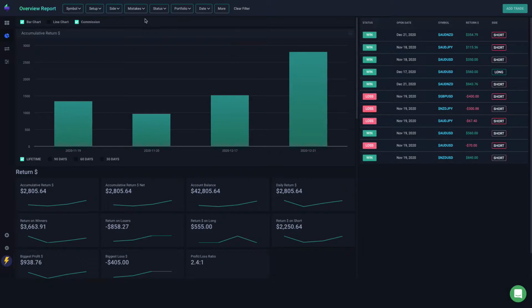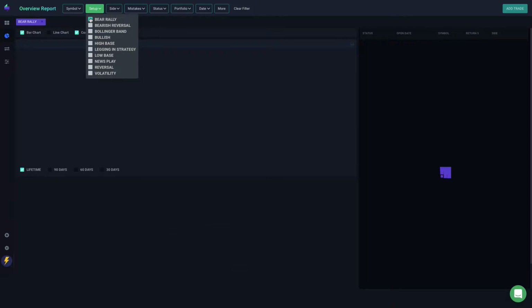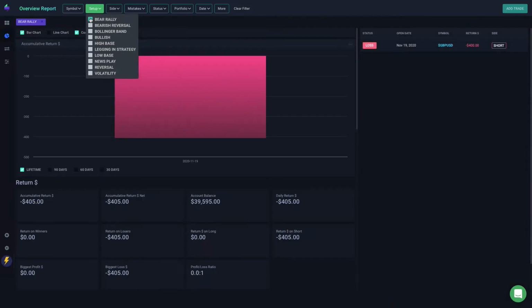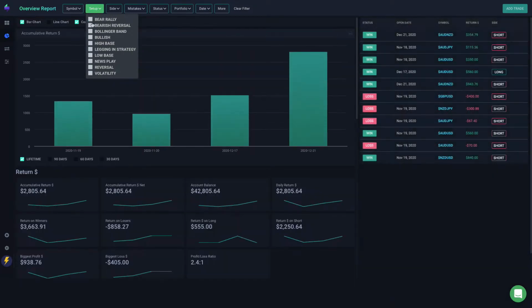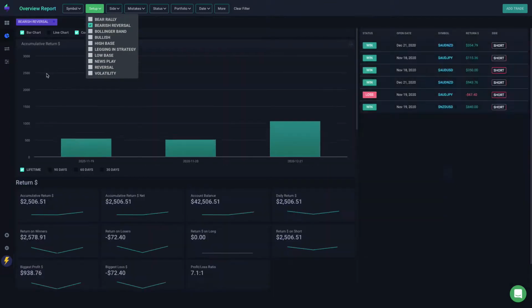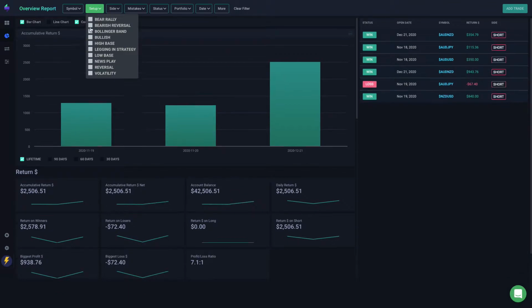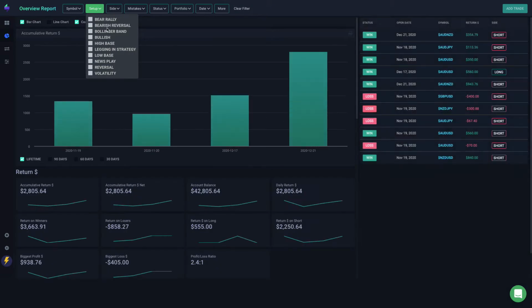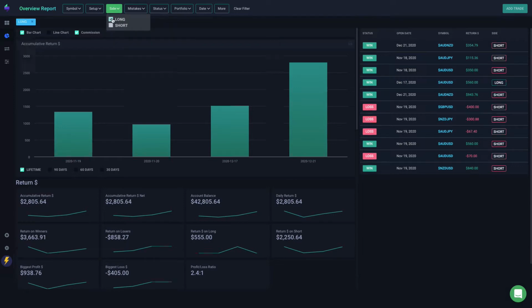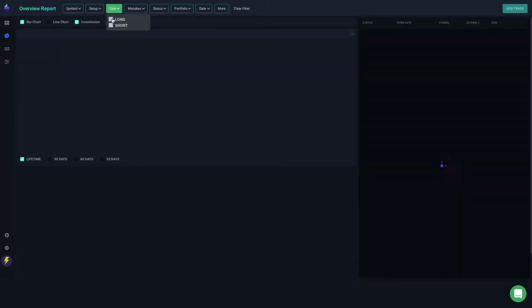You can also set things up by your setups. Let's say, how well did I do in my bear rallies? I only have one example here, but I think I did more in the bearish reversal strategy. We did a bunch of trades there, so I can see how well I'm doing on that particular strategy. So you can break things down, see what strategy you're really good at, what strategy you're struggling with. That way, you see your strengths and your weaknesses. You can also go by long or short, for traders asking, am I doing well on the long side or the short side?